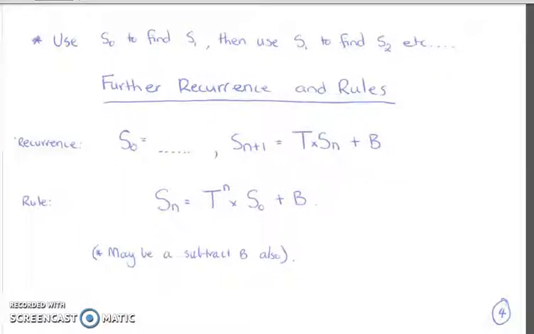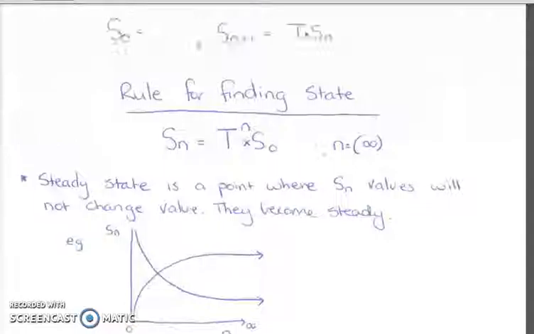And further recurrence and rules, here's just some examples. On the exam, if they're going to give you some recurrence or rules, they'll tell you what that recurrence or what that rule is in the question. But some examples here, some may be A subtract B also instead of A plus B, but same sort of process as these examples up here.